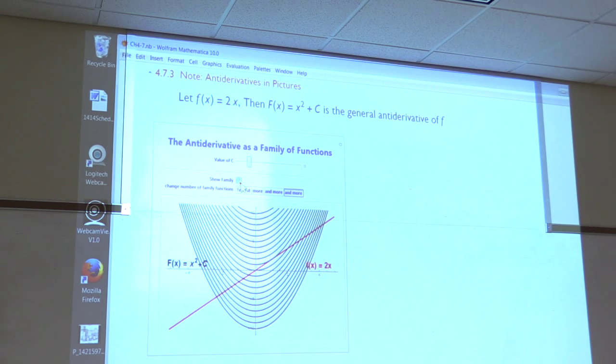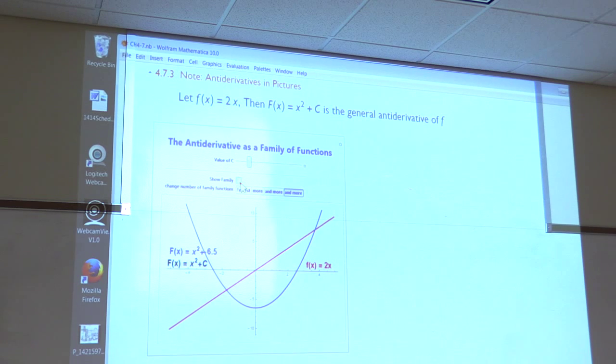So just keep that in mind. When we were in Cal 1, we had a function, we took its derivative, the answer was just a single function. Here now, when we start with the function and try to find an antiderivative, we get an entire family of functions, infinitely many of them. All right?